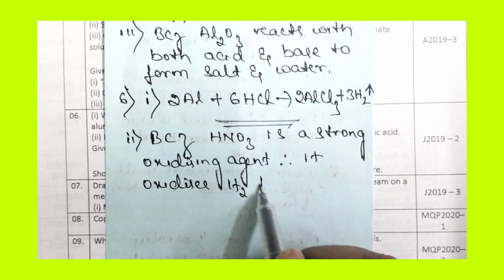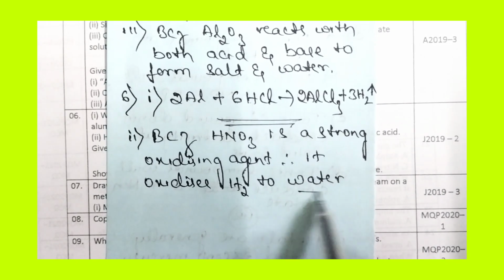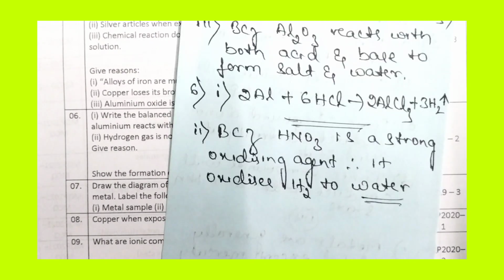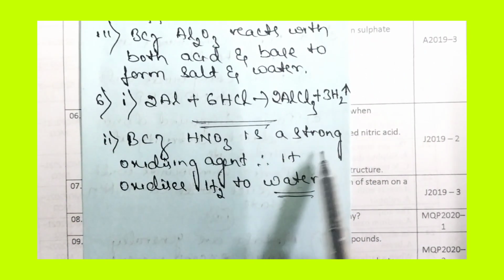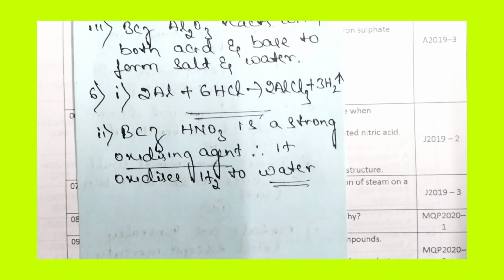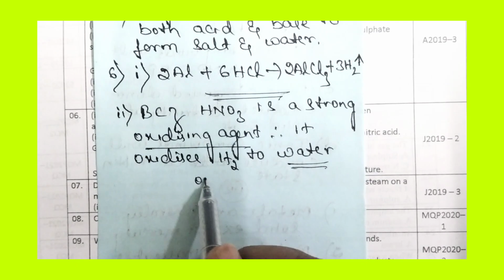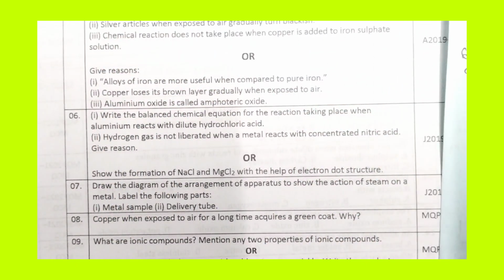hydrogen H2 to water. Since hydrogen is oxidized to water, hydrogen formation does not happen. So instead of hydrogen, water is formed. So the reason is because nitric acid is a strong oxidizing agent, and hence it oxidizes hydrogen to water. So now in this one, only one internal choice question is there. Now let us answer that question.